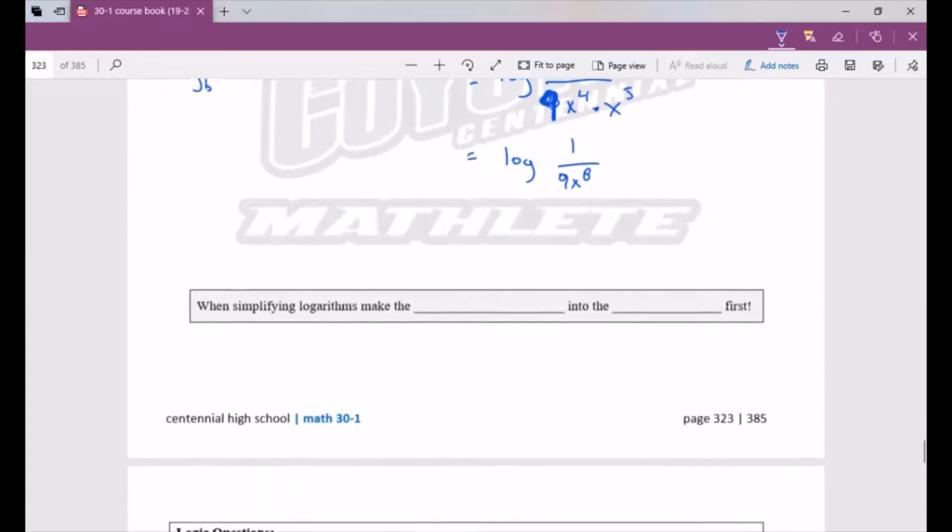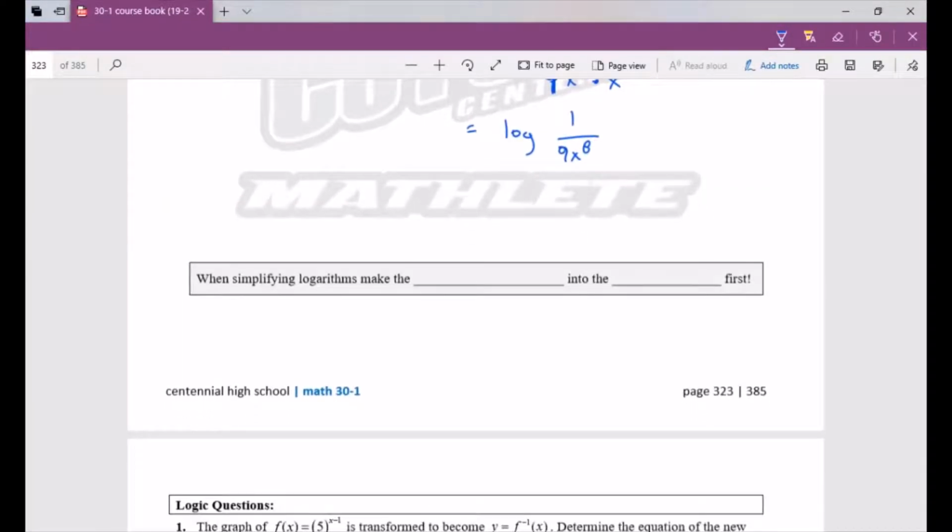So when simplifying logarithms, let's make the coefficients into the exponent first. It's a good first step.